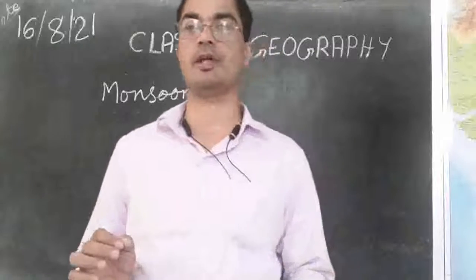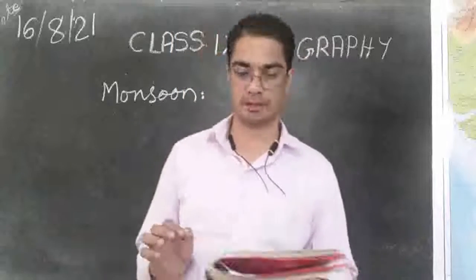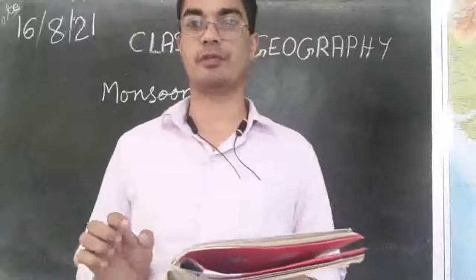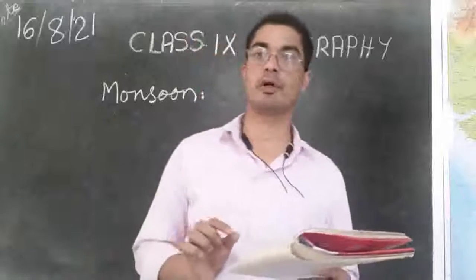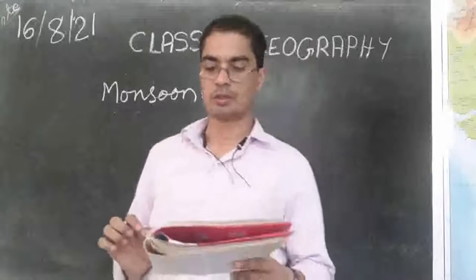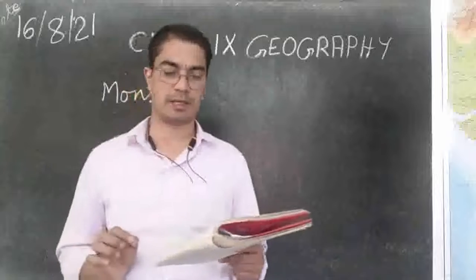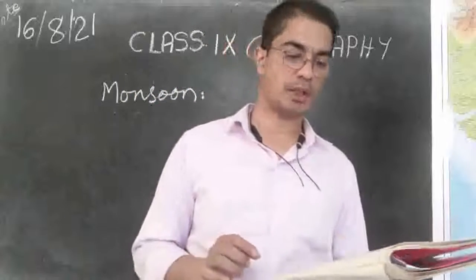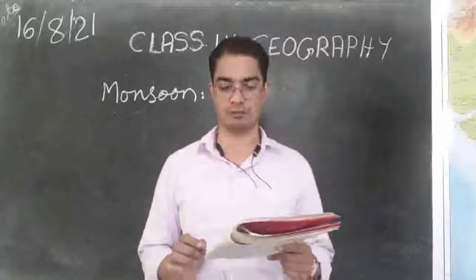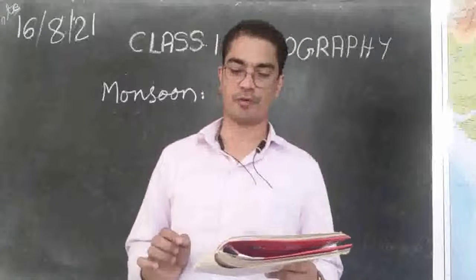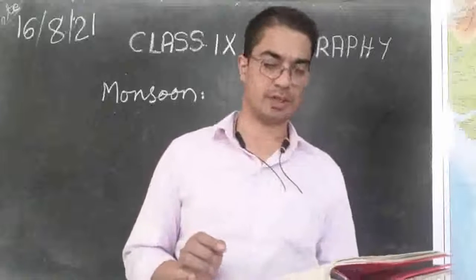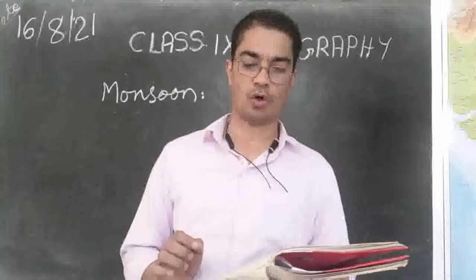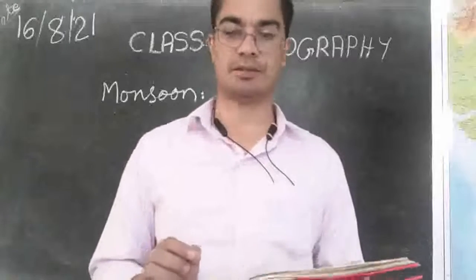You can follow in your textbook, page number 30. The onset and withdrawal of monsoon. The monsoon, unlike the trade winds, are not steady winds but are pulsating in nature, affected by different atmospheric conditions encountered by it on its way over the warm tropical seas.